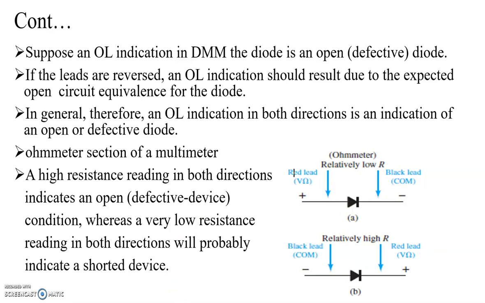A high resistance reading on both sides means a defective diode, whereas a very low resistance reading in both directions will probably indicate a shorted device. So like this, we have to test whether the diode is in good condition or bad condition.